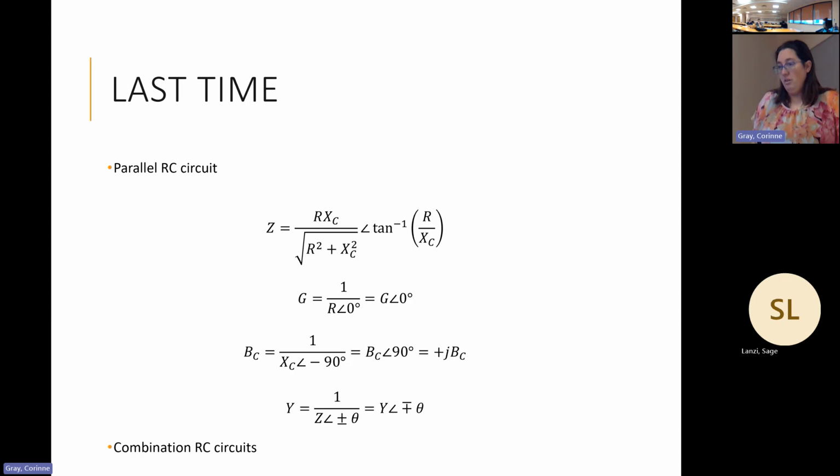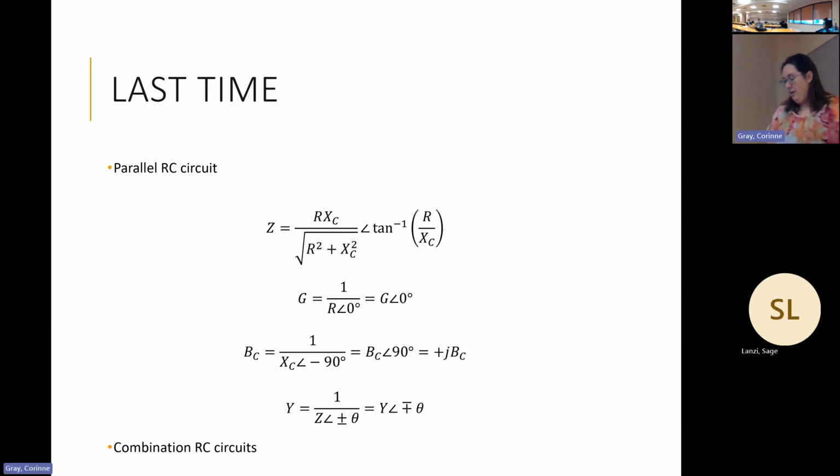With all of these, G, B, C, and Y, technically they are optional to use. You do not need to use them to solve. It just might make your math a little bit easier. But if you don't feel like using them, you don't have to.